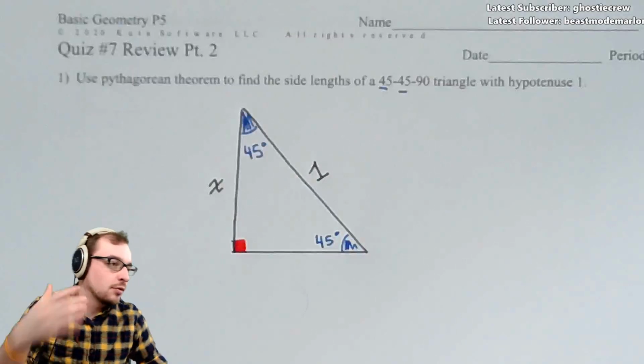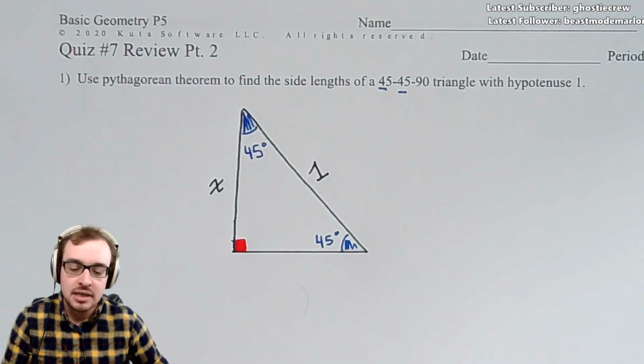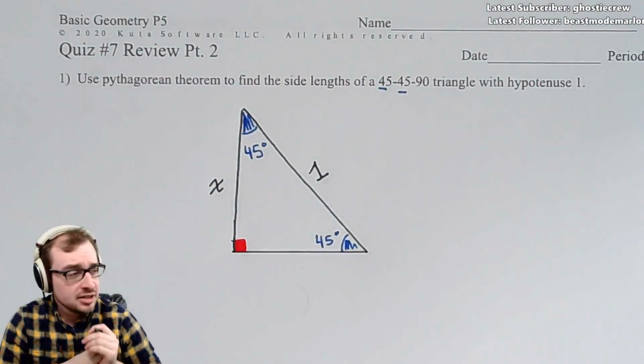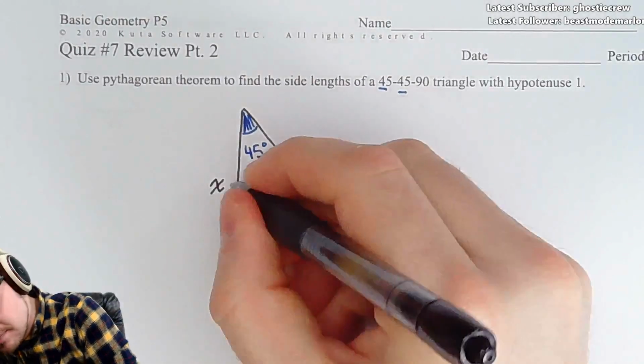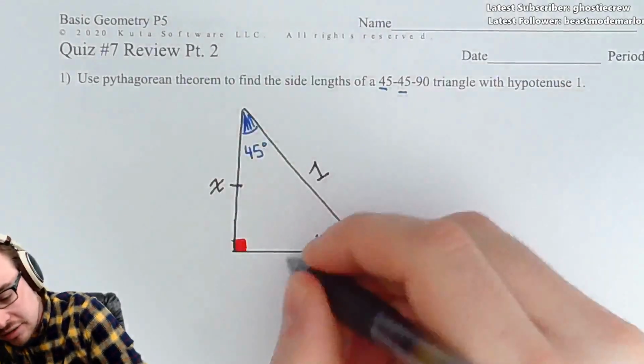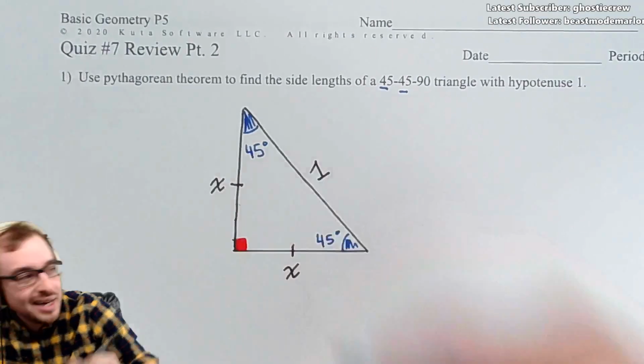Well, the beauty of the 45, 45, 90-degree triangle is that it's also an isosceles triangle, an isosceles right triangle, which means that 2 of the sides are the same. The sides across from the 45-degree angles will be the same. So we can call these both x.